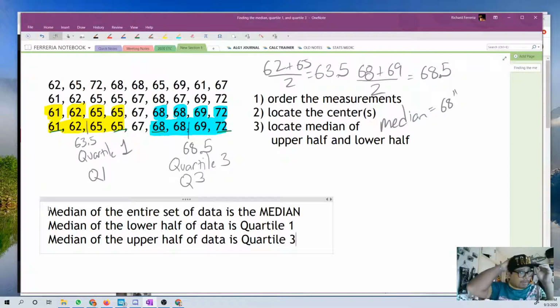Now you might be wondering, I see quartile 1, I see quartile 3, where is quartile 2? The answer is that quartile 2 is actually the same thing as the median. That's kind of an old way of saying it. Most people will just say median instead of quartile 2.